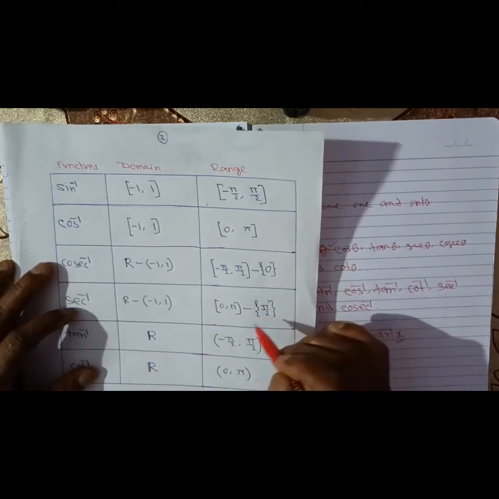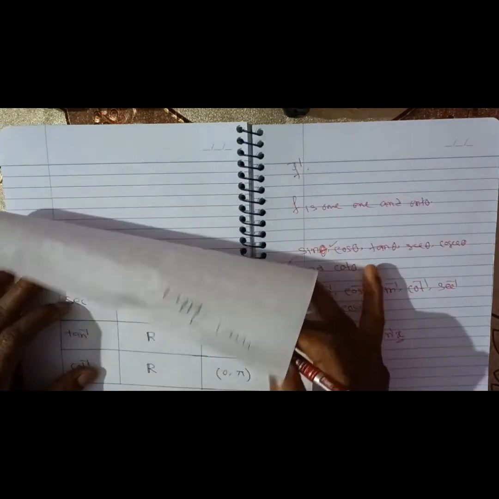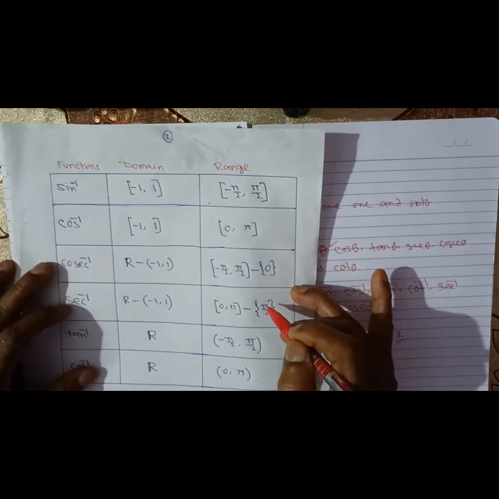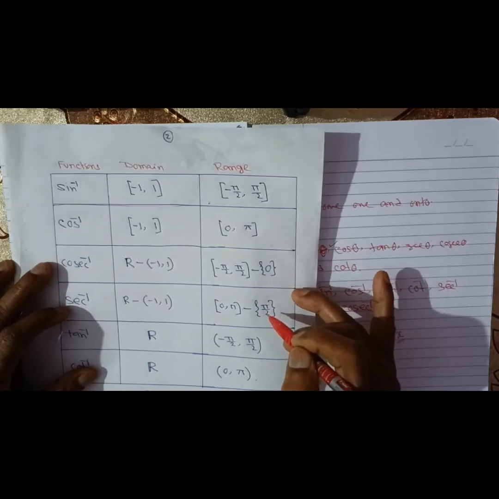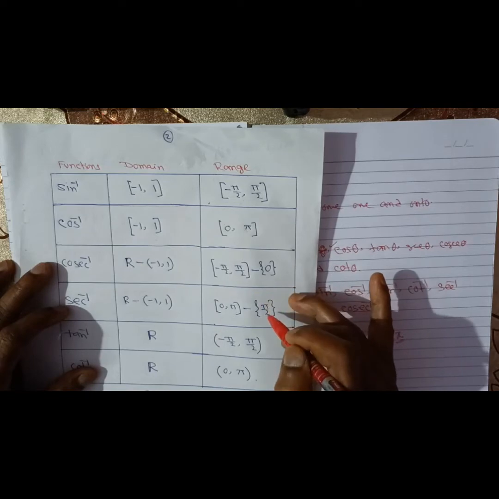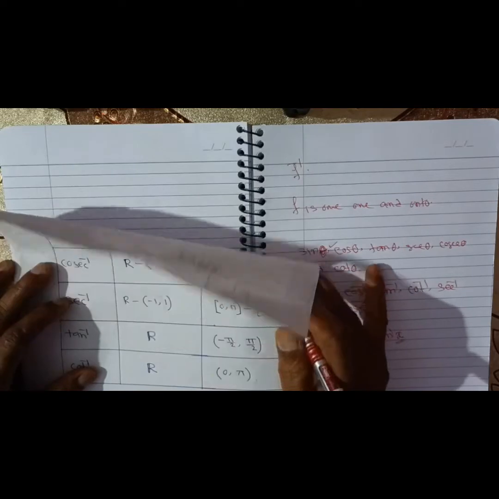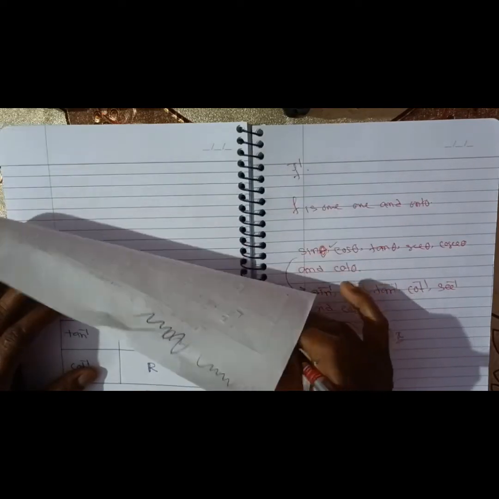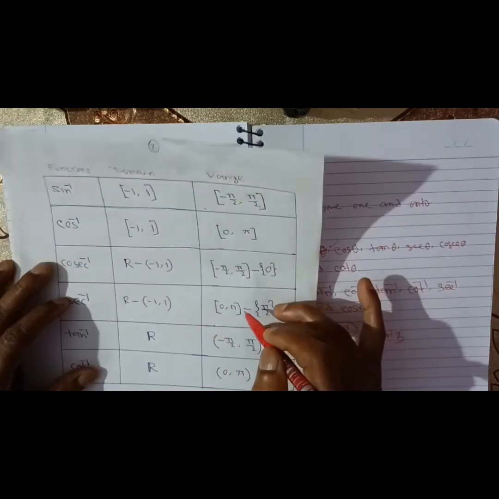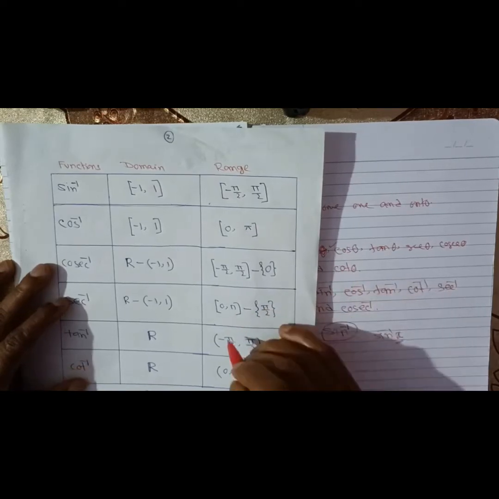Sec inverse also has the range 0 to pi in a closed interval, but cos of pi by 2 is equal to 0. Sec is 1 by cos, which means 1 by 0. This is not defined. That's why we have to deduct the element pi by 2 from this. That means at pi by 2 the sec function is not defined. That's why we deduct it.